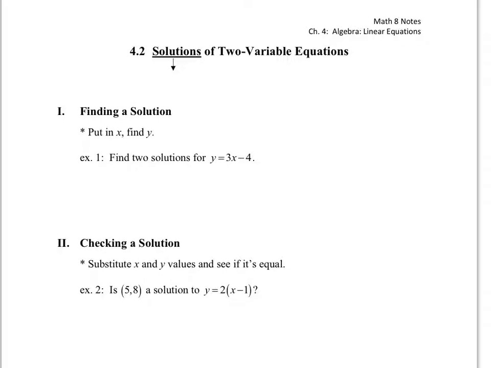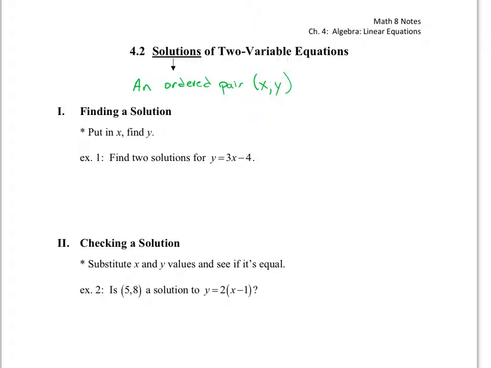So, solutions of two variable equations. When we're doing a solution of this, notice there's an underline there and a little arrow. It's going to be in the form of an ordered pair. You'll remember these from last year. It's like the x, y. That's an ordered pair. So all of our solutions are going to be like that.